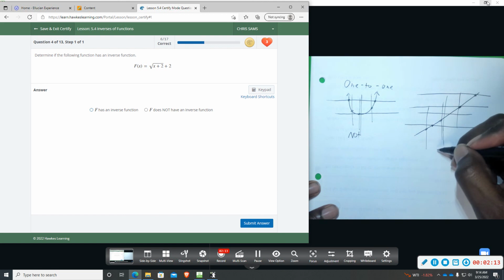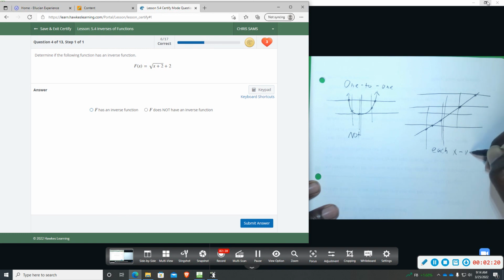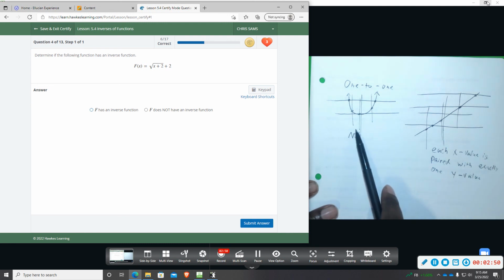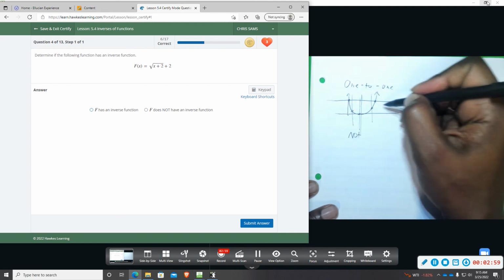1-to-1: each x value is paired with exactly one y value. And vice versa, each y is paired with exactly one x. And in this one, x is paired with one y, but we have this y value paired with two different x values, if you were to trace that down.